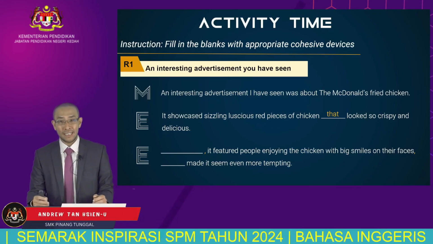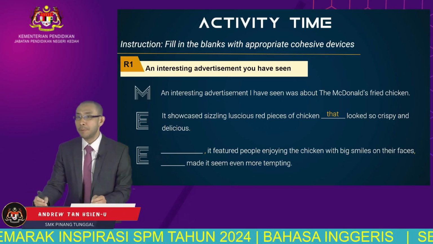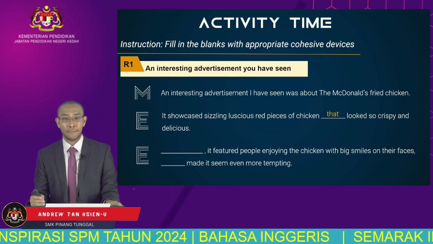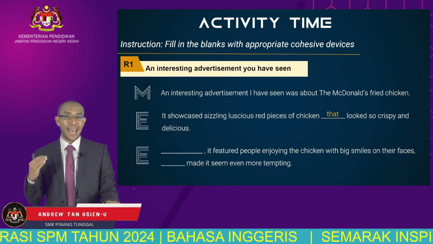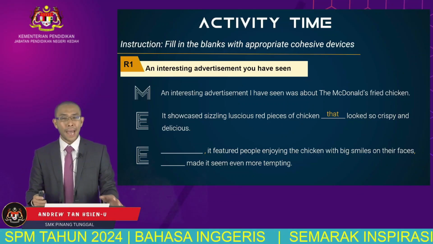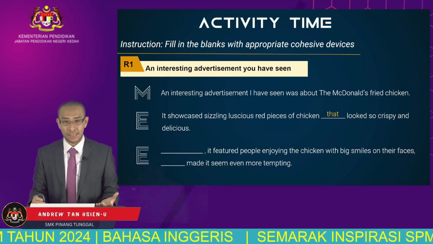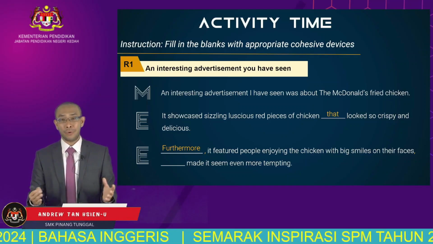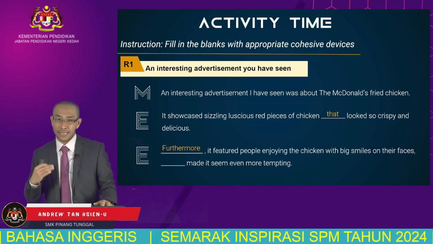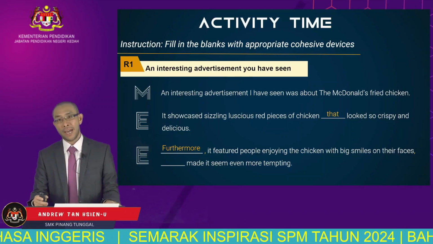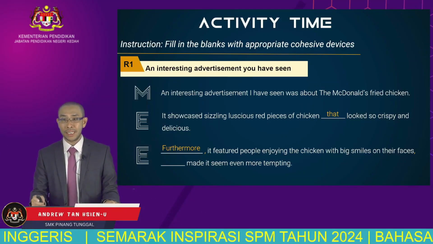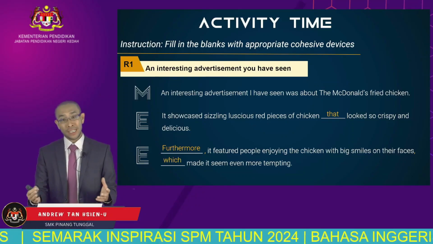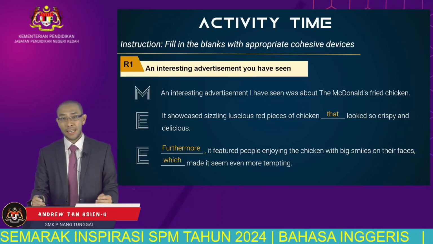And let's look at the next elaboration. Blank, it featured people enjoying the chicken with big smiles on their faces. Blank made it seem even more tempting. What I'm doing here is adding another point to this. So when I'm adding another point or additional details, what should I be using? You guessed it, furthermore. Other than furthermore, I can replace it with moreover, additionally, in addition, and other similar cohesive devices. And what should I be using here? The next one, which. Which means young as well. It is used to add non-essential information. All right? Okay, let's move on.